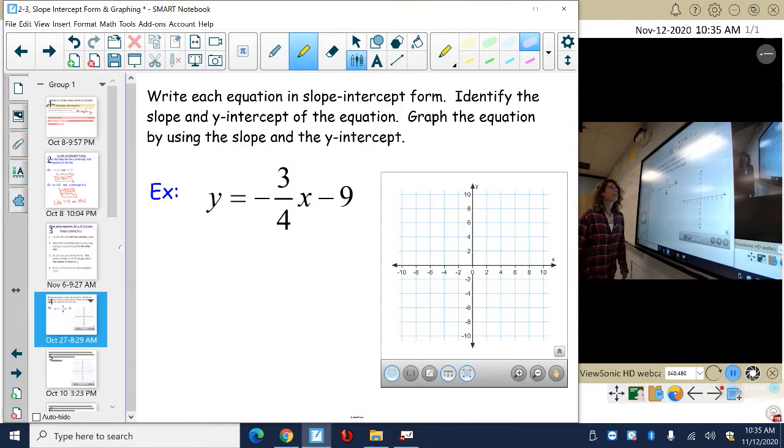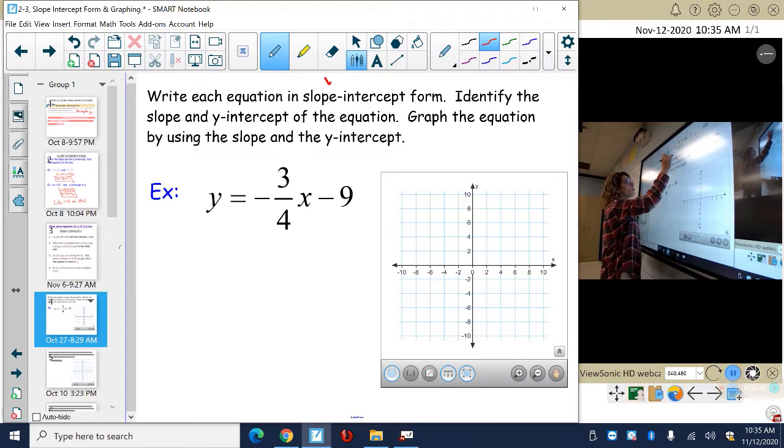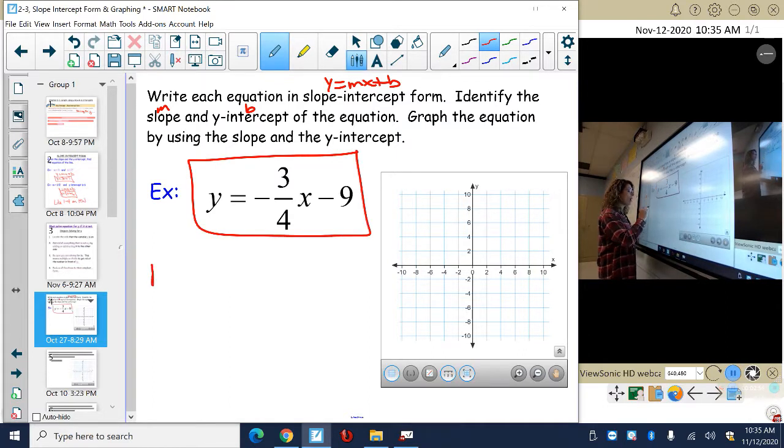So first example, write each equation in slope-intercept form. Slope-intercept form is just y equals mx plus b. Identify the slope, which is m, and the y-intercept, which is b, of the equation. Graph the equation by using the slope and the y-intercept. So, y equals -3/4 x minus 9. Is this thing solved for y? Yes, it is.